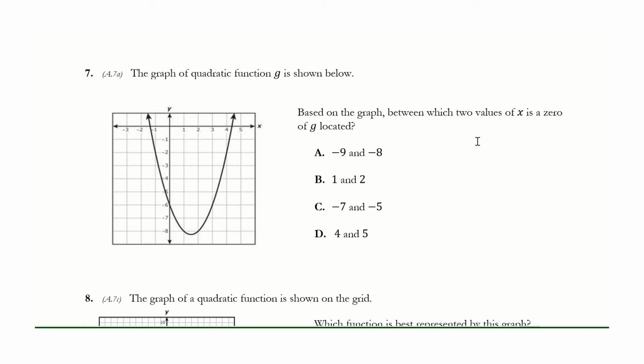Question 7. The graph of quadratic function g is shown below. Based on the graph, between which two values of x is a 0 of g located? Is it A, -9 and -8, B, 1 and 2, C, -7 and -5, or D, 4 and 5?